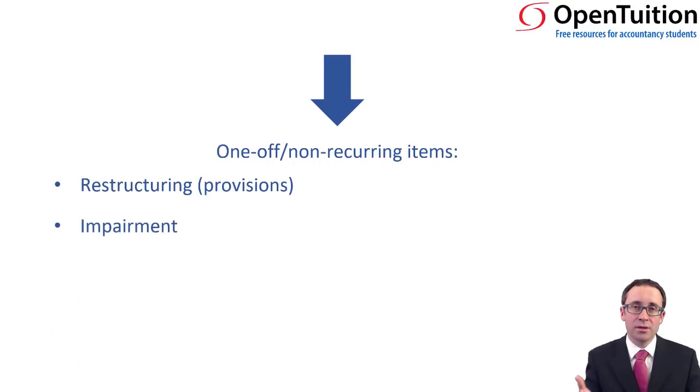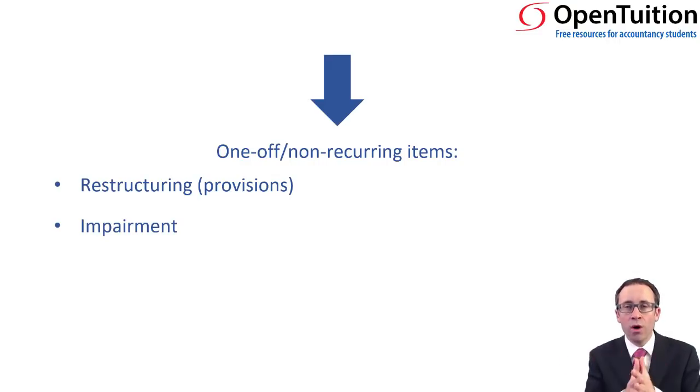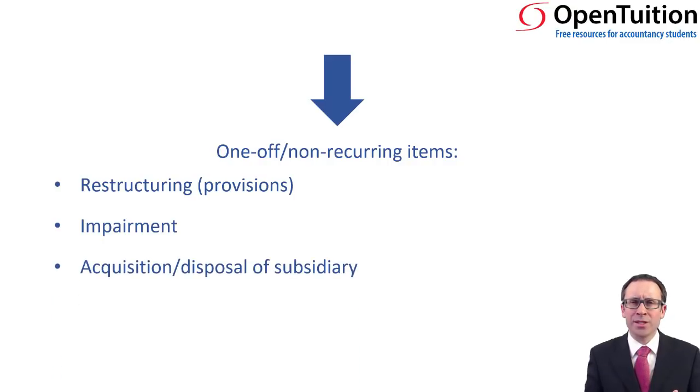Impairment. The asset will be impaired this year, maybe they weren't in the previous year. If there is an impairment, it makes the results look worse than what they were expecting. But if you remove that impairment from the analysis, maybe the results are as good, if not better, than what was expected. The acquisition or disposal of a subsidiary.